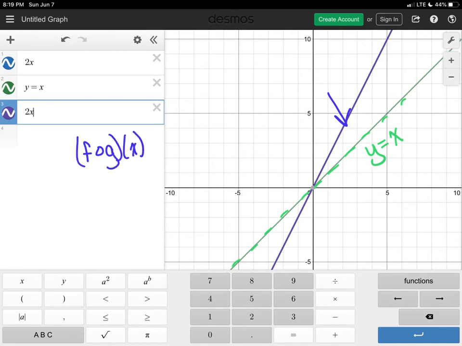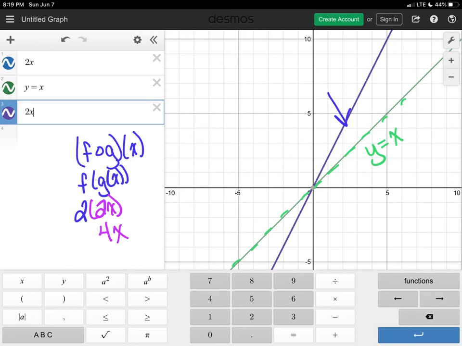Now remember, if functions are inverses, when we simplify f composed of g of x, then we're going to just get x. So this is the same thing as f of g of x. Okay, so I am going to do 2, and instead of x, I'm going to put in the 2x. Okay, and 2 times 2x is 4x, and that is not x. Okay, it's not x. Even though we get 4x equals 4x, that doesn't mean anything. We would have to get just x to find out if they were inverses of each other.